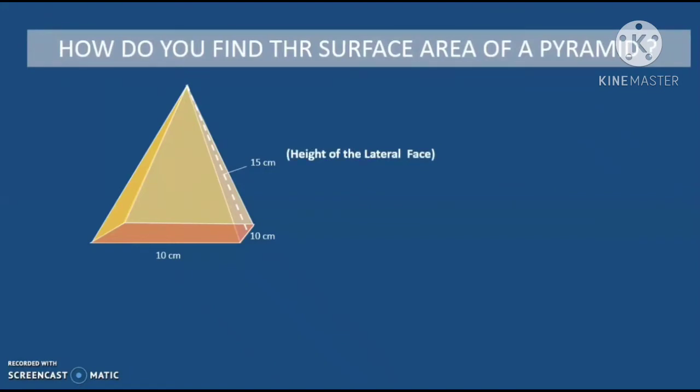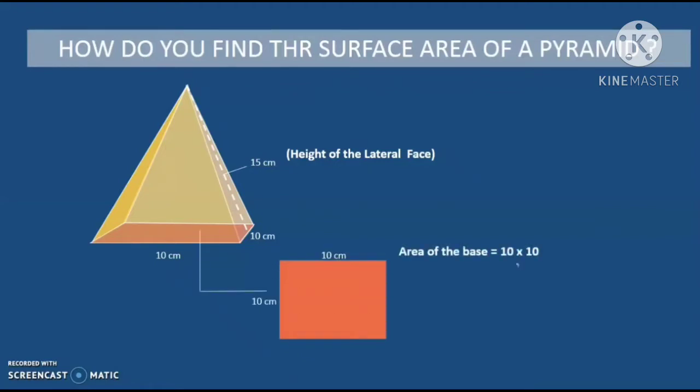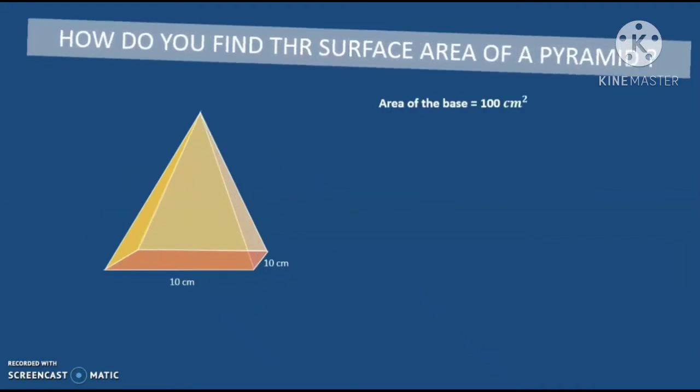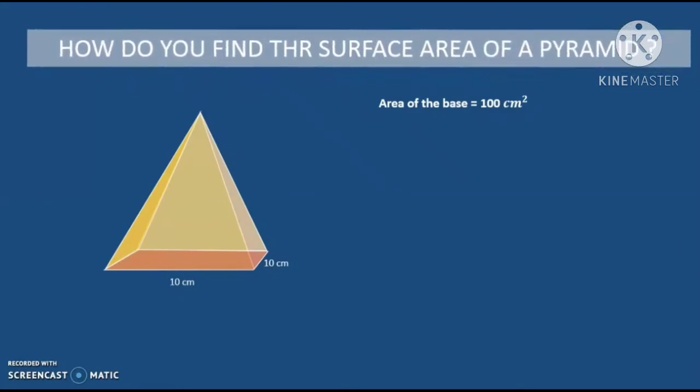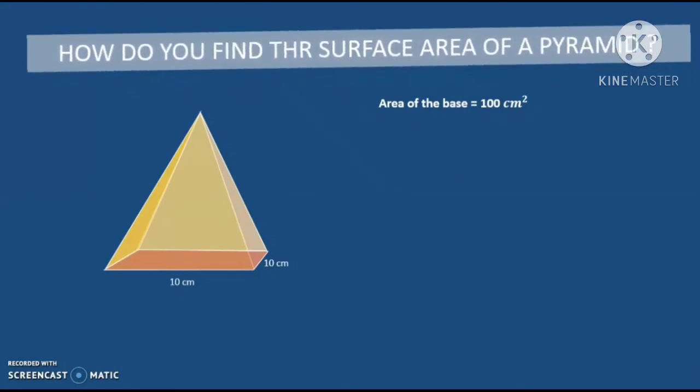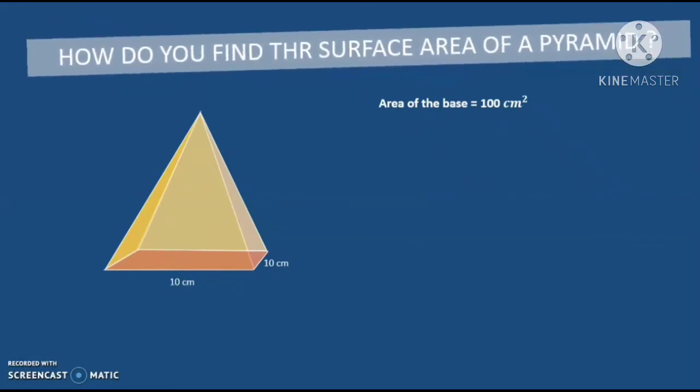Since this is a square base pyramid, the base will of course be a square. We can get the area of the base by doing 10 times 10, which gives 100 cm squared. Now, let's find the area of the triangular lateral faces so that we can add them to the area of the base to get the total surface area.